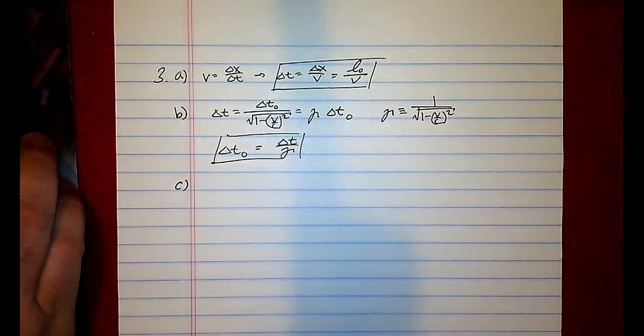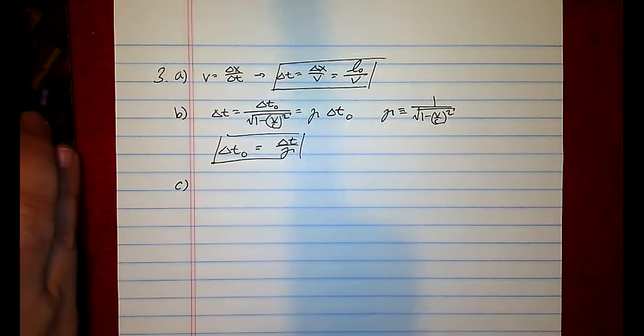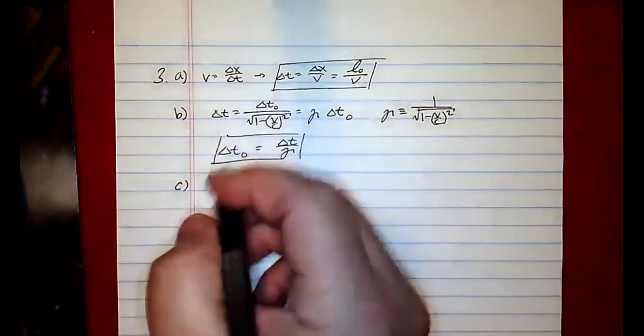So now let's look at the problem again, and this time we're going to look at part C. It says, let's call the distance the Bajorans travel L, since it is not the proper length, and compute it in terms of V and delta t 0. What is that distance? So we're looking for it in terms of V, and of course we call it L, and what we want to do is find that distance L. So let me stop sharing the screen, go back to the paper again.